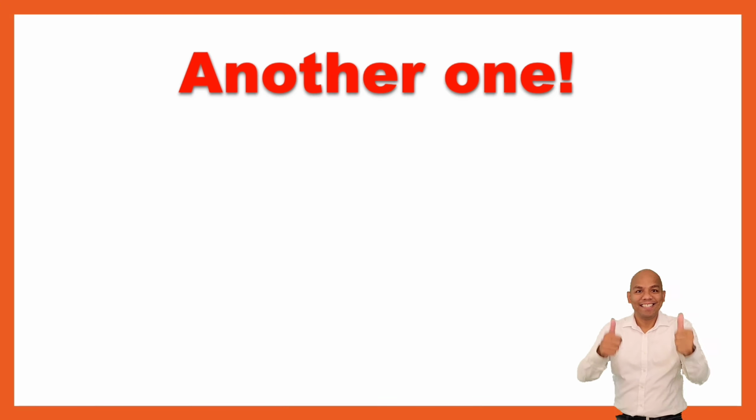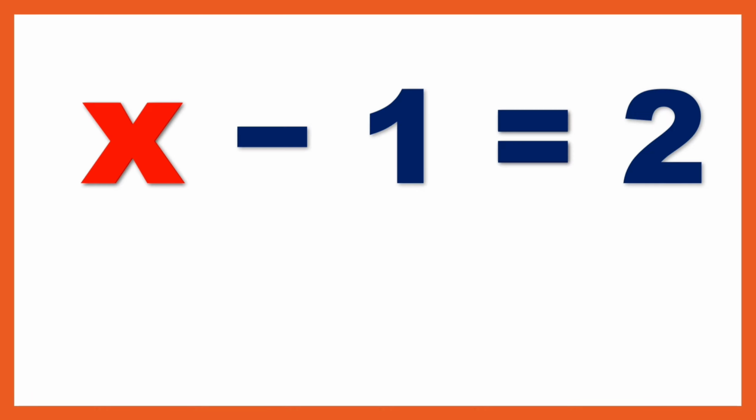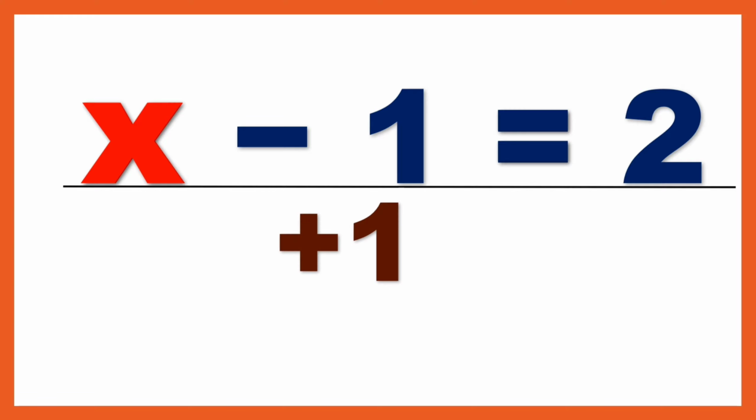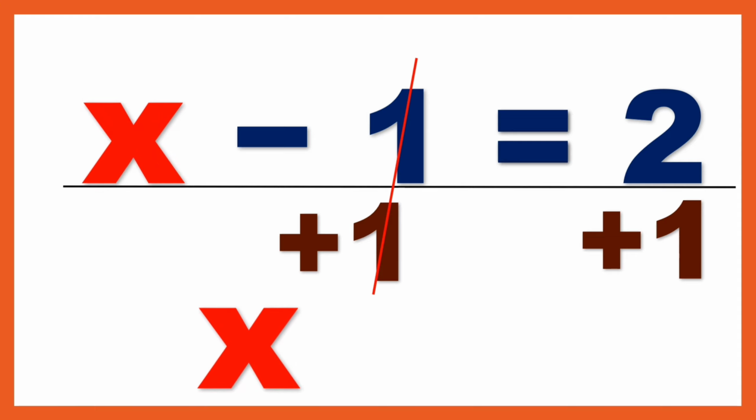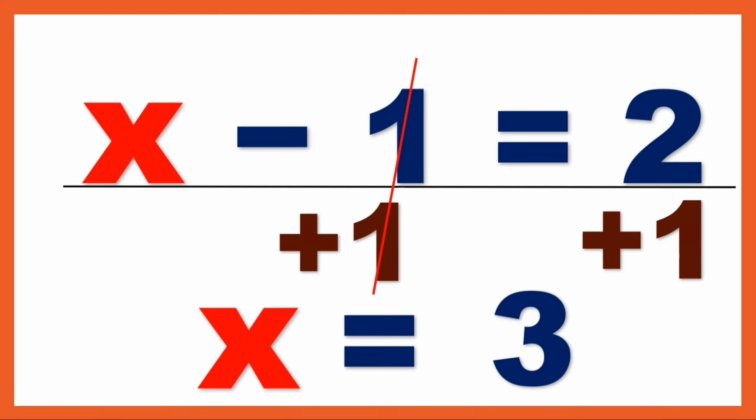Let's do another one. X minus 1 equals 2. First, we need to add 1 on both sides to isolate x. Then, because of that, we cancel 1, bringing our x down, the equal sign, and the answer 2 plus 1 equals 3.